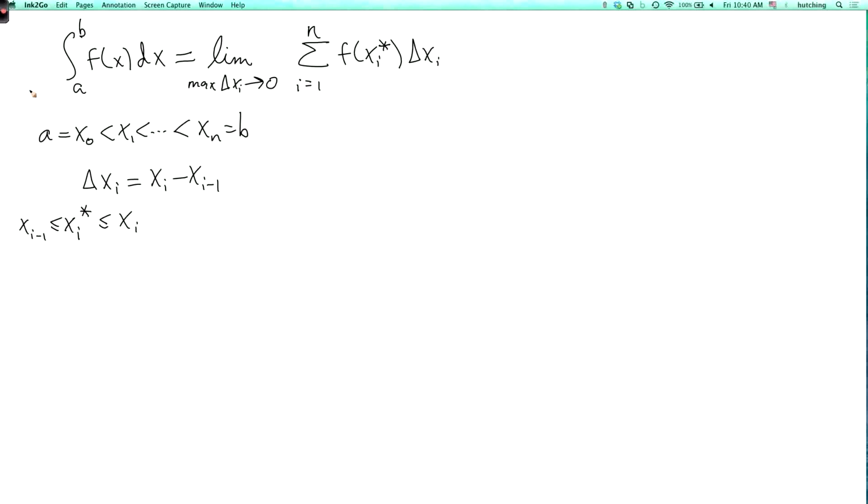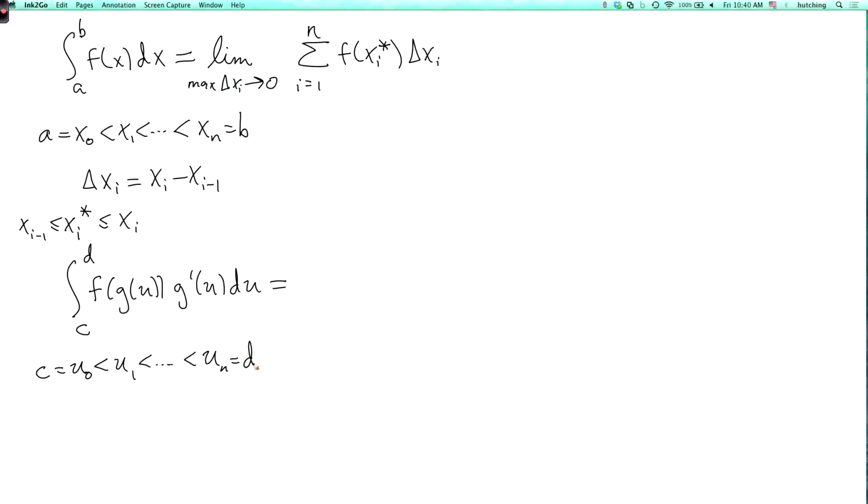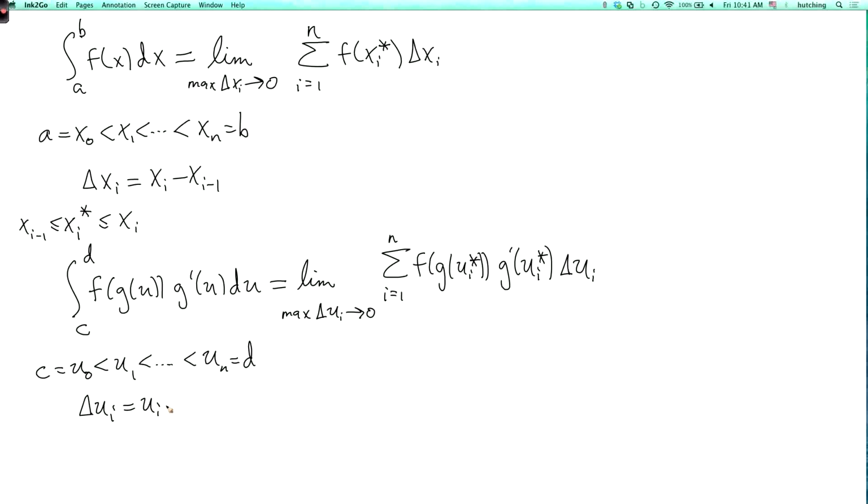Okay, now what about the u integral? Well, I do the same thing. So the integral from c to d of f of g of u, g prime of u du, so I write c equals u0 less than u1 less than up to un, which is d. So I take the limit as the maximum of delta ui goes to 0 of the sum from i equals 1 to n of f of g of ui star times g prime of ui star delta ui. So delta ui is ui minus ui minus 1, and this ui star is some sample point in the ith subinterval.